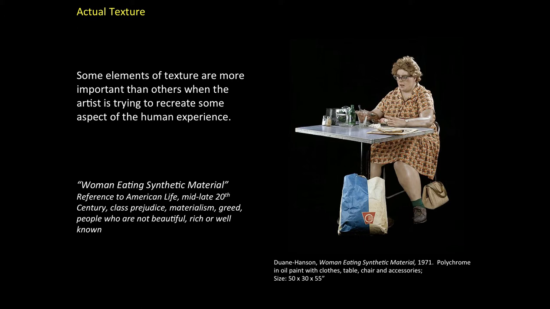People have always asked, what is the purpose? Why does he do these? And if you look online, you can see that it's in reference to American life, primarily mid to late 20th century, and he's looking at class prejudice, materialism, greed, and focusing on people who may not be beautiful, rich, or well known. So he's kind of putting that out, as opposed to some sculptures or photographs that are only of the beautiful people. He is really trying to show the other side of our culture, the realistic side, that this is what people look like. All of his sculptures have to do with this same theme.